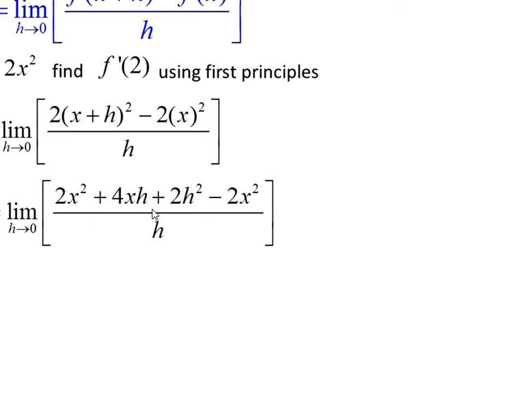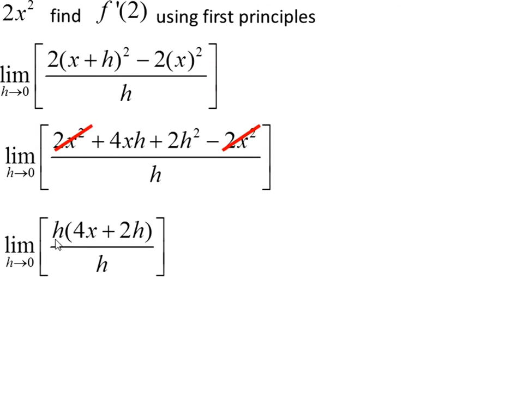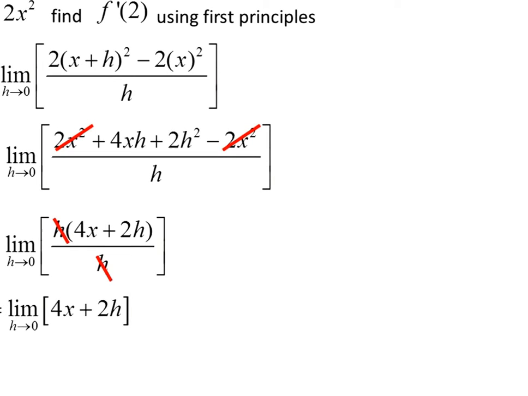We then expand the brackets on the top line, cancel out the plus 2x squared minus 2x squared. We then factorise, taking h out as a common factor on the top line, cancel out the h on the top line and the bottom line to give a final function as f dash of x equals the limit as h approaches 0 of 4x plus 2h.